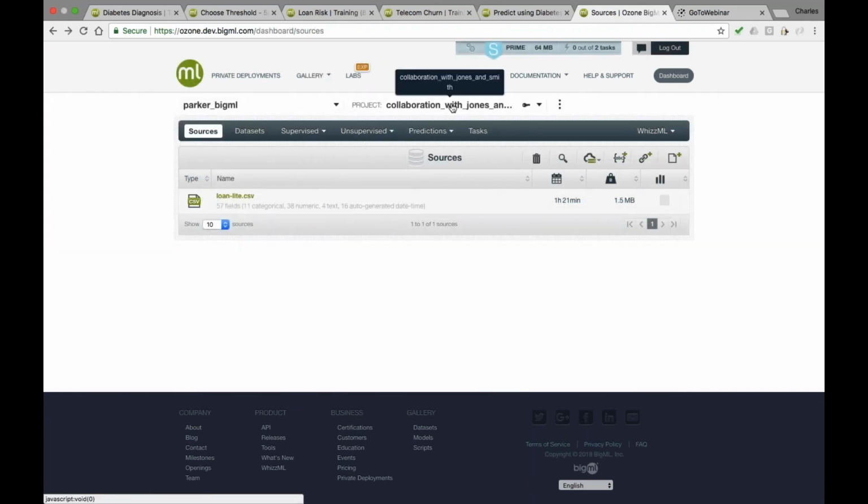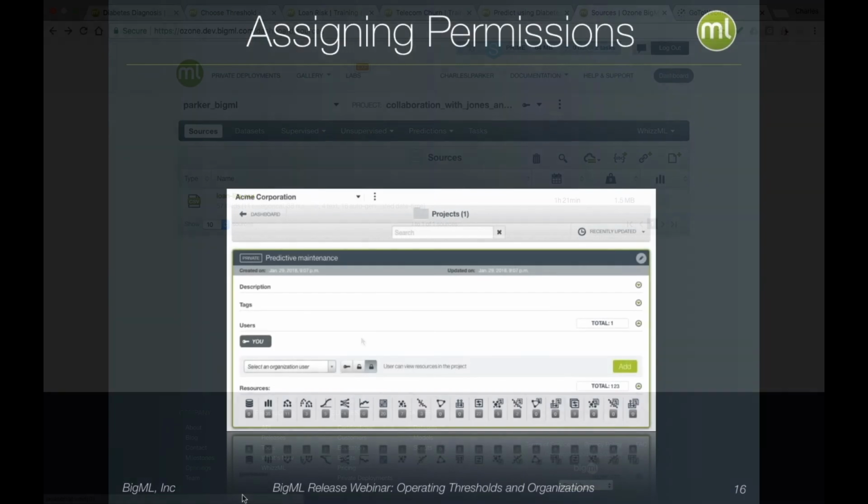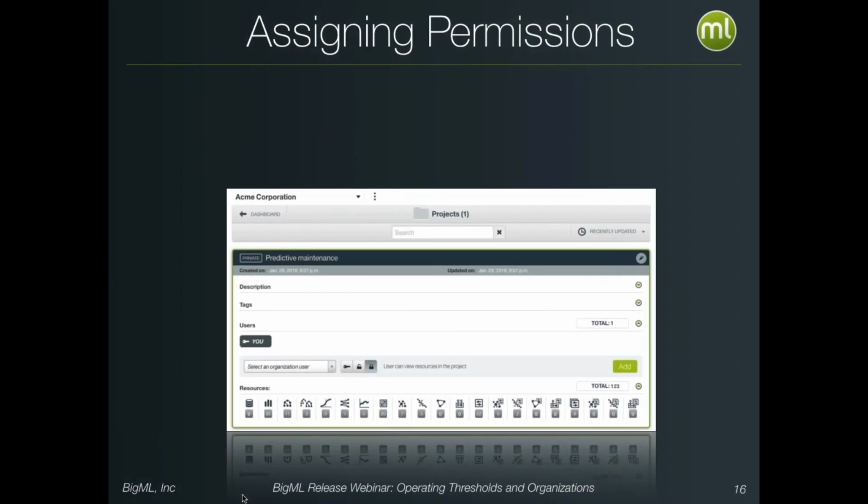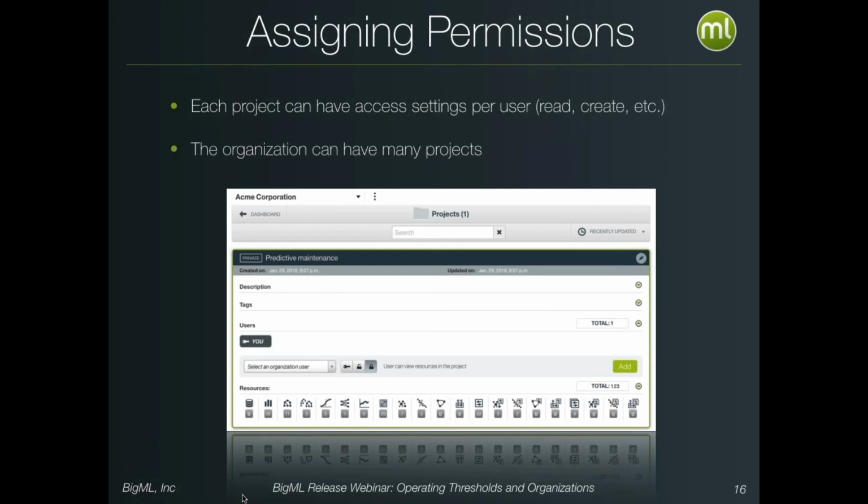Now, if I go back here, you can see that I've opened up a project in the organization. All resources in an organization have to belong to some project. And once you have a project in the organization, you can assign individual permissions for that project. So each project has per user settings that says, okay, this user can look at the resources in this project, they can create new resources, et cetera. And then the organization can have a whole bunch of projects. So depending on working groups or teams around various topics that you have, you can always start a new project and say, okay, I only want these people to be able to access that project.